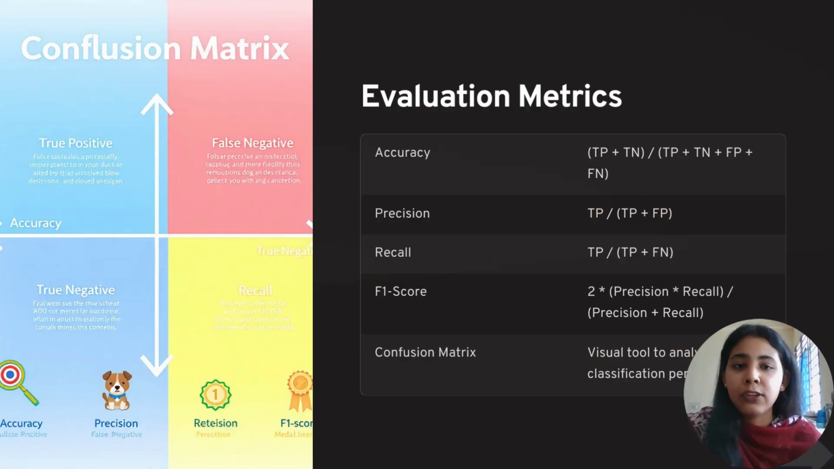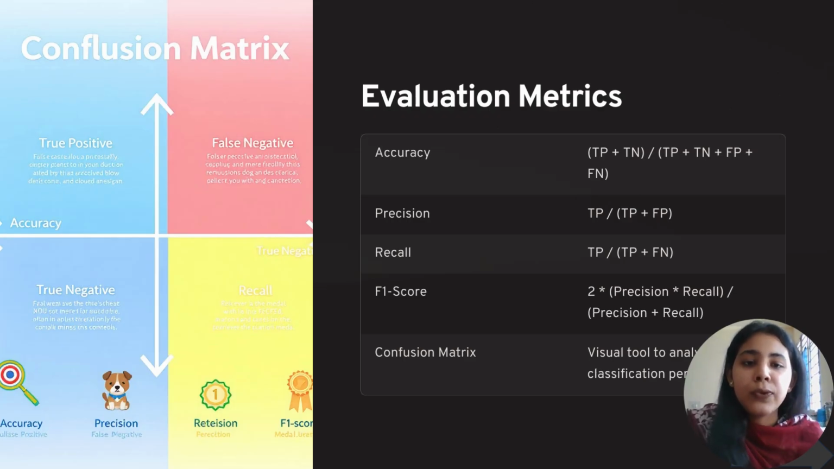There are several methods to evaluate logistic regression. Some of them are accuracy, precision, recall, F1 score, and confusion matrix. We can measure accuracy by TP plus TN divided by TP plus TN plus FP plus FN. Here TP stands for true positive, TN true negative, FP false positive, FN false negative.